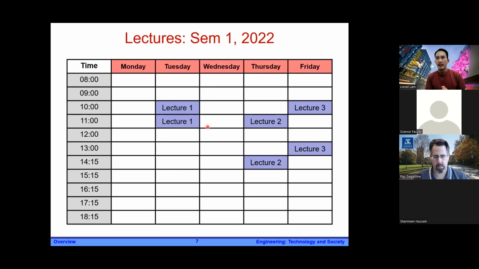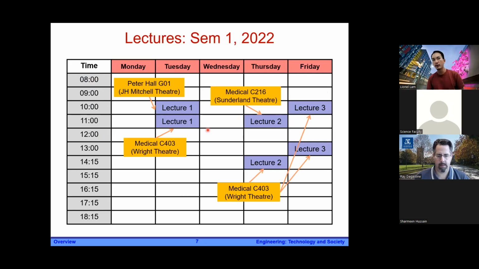Moving on to the lecture schedule. So we have 3 lectures a week, but because of the large size of the class, we have 2 streams. So on Tuesday, we have lecture 1, 10 to 11, 11 to 12. On Thursday, we have lecture 2, and on Friday, we have lecture 3. And these are the venues. They're mostly in the medical building, medical C403, which is the Wright Theater, or medical C216, which is the Sunderland Theater. On Tuesday morning, we also have 1 lecture in Peter Hall. All right, so once you come onto campus, you'll have a chance to explore and find these lecture theaters if you're unsure.